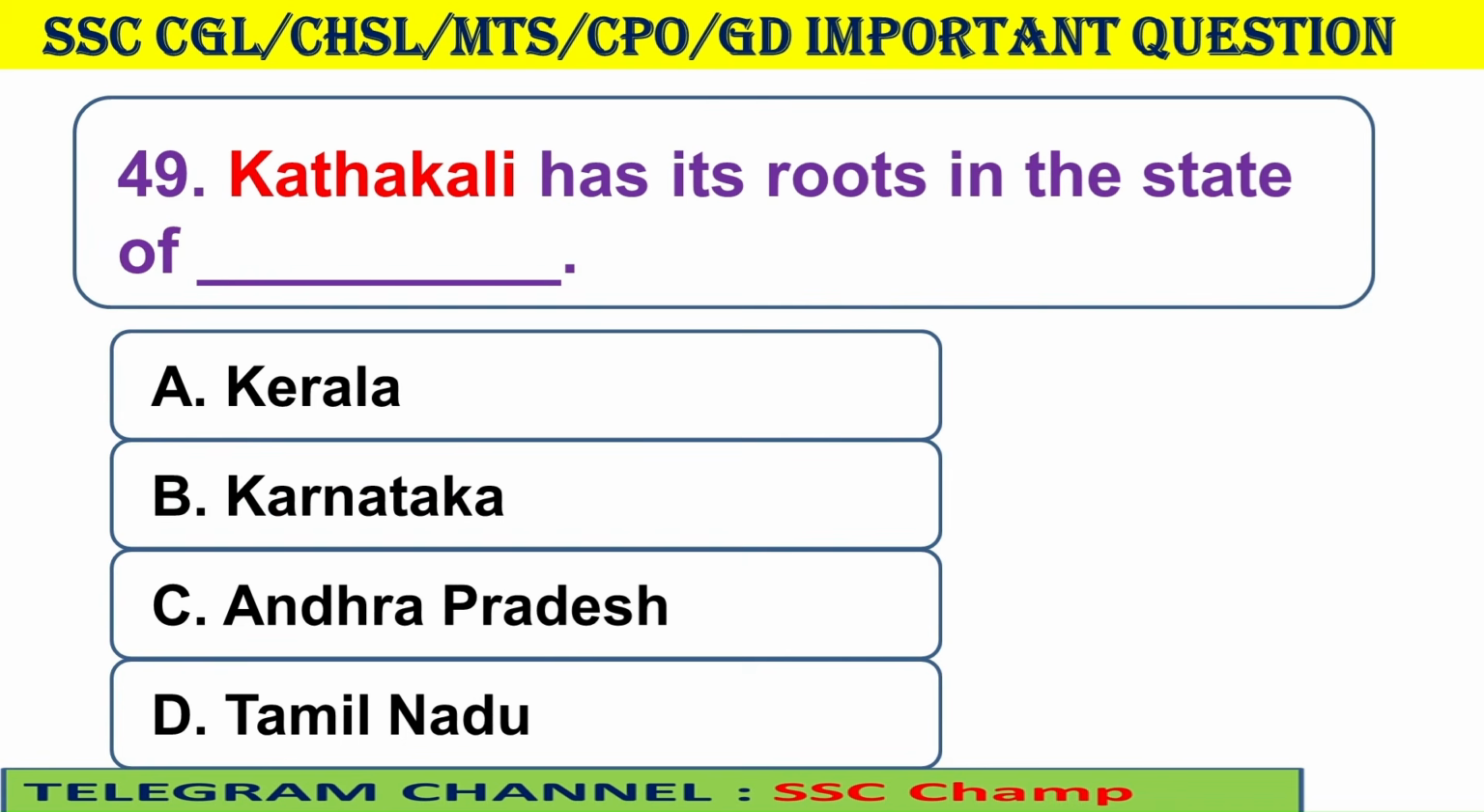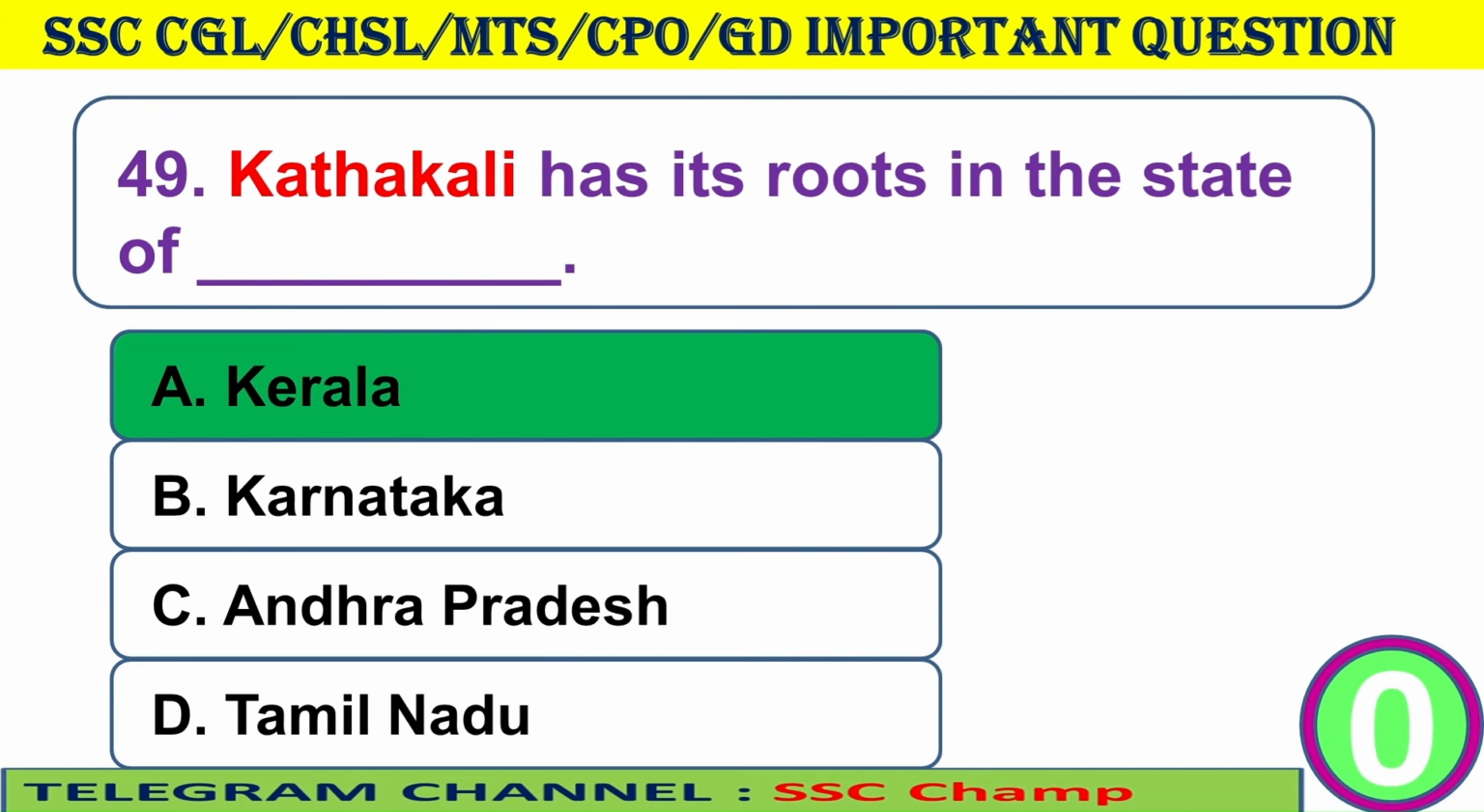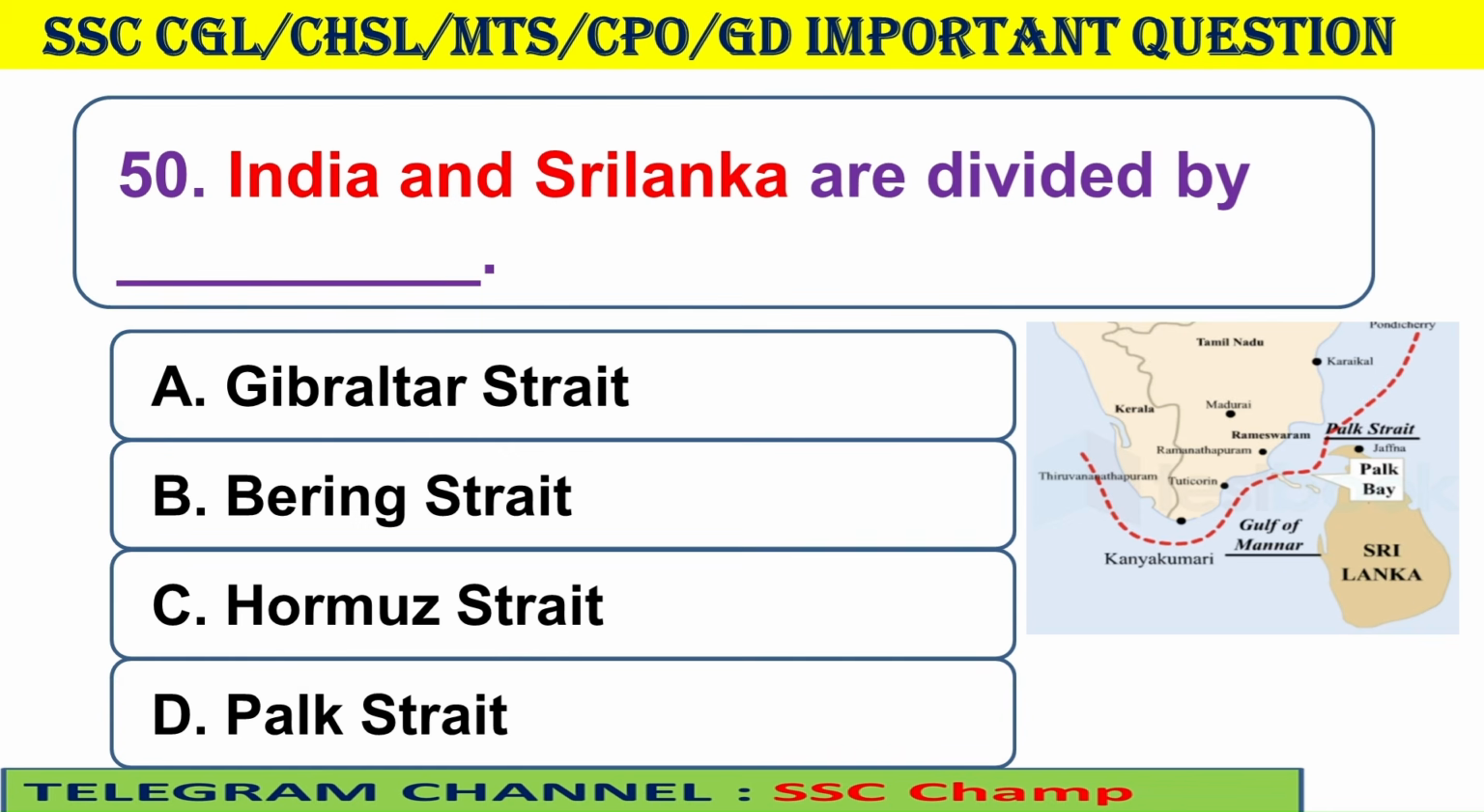Kathakali has its roots in the state of option A, Kerala. Option B, Karnataka. Option C, Andhra Pradesh. Option D, Tamil Nadu. Correct answer, Kerala. India and Sri Lanka are divided by option A, Gibraltar Strait. Option B, Bering Strait. Option C, Hormuz Strait. Option D, Palk Strait. Correct answer, Palk Strait.